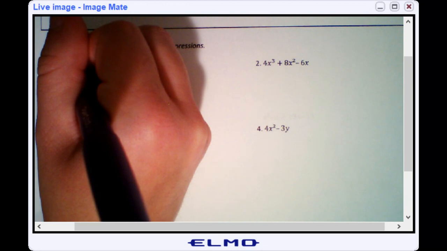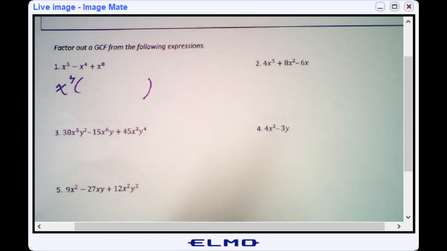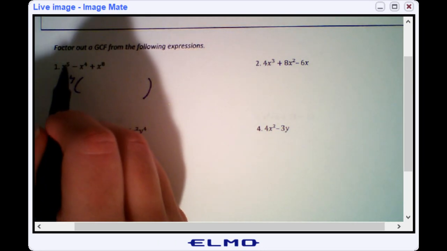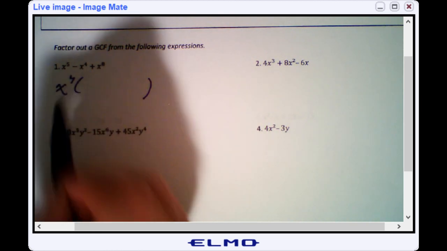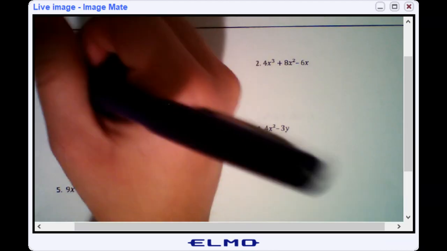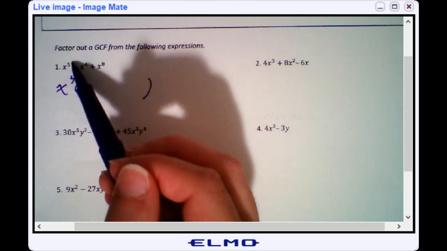When we're factoring, we're undoing multiplication. So we're in essence unsimplifying. So we're going to put our GCF on the outside of the parentheses, and then we're going to divide each of our terms by our GCF. When we divide with exponents, we subtract. So x to the 5th divided by x to the 4th: 5 minus 4 is 1.